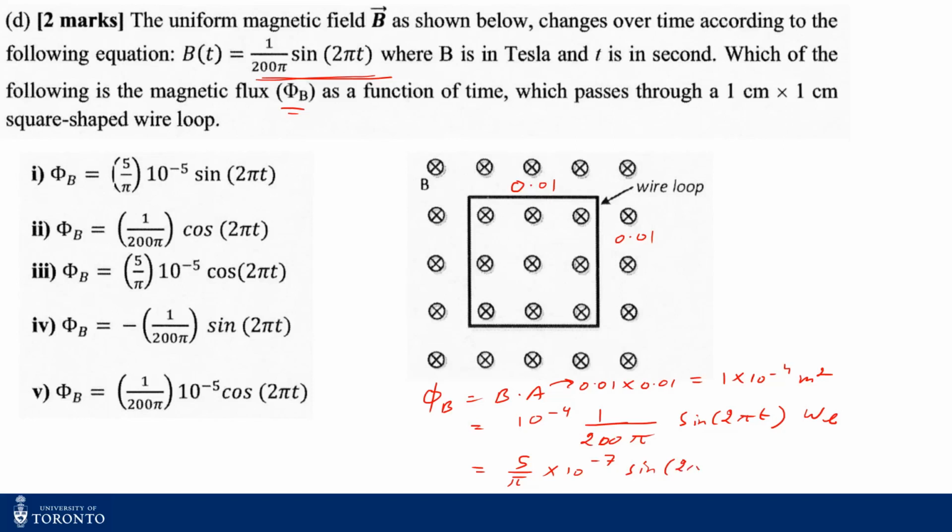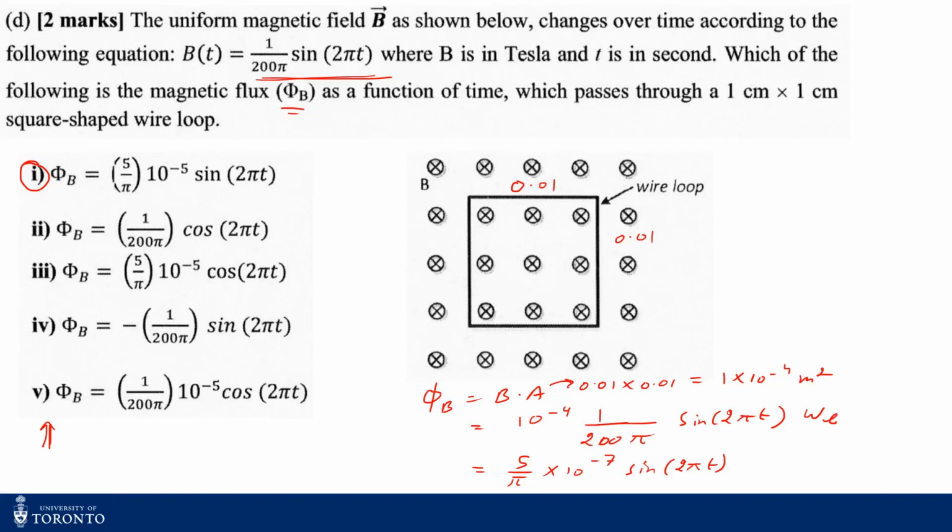sine 2 pi t. Now you see, you don't have this option in the given values, but the closest one is this one, option number 1. But this differs by a factor of 100. So I guess this is a typo because they assumed 1 centimeter and maybe forgot to convert into meters. That's why the power is different.